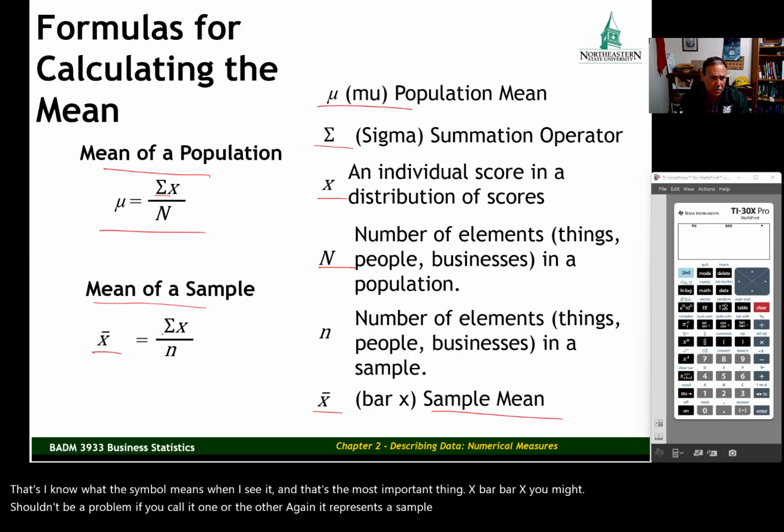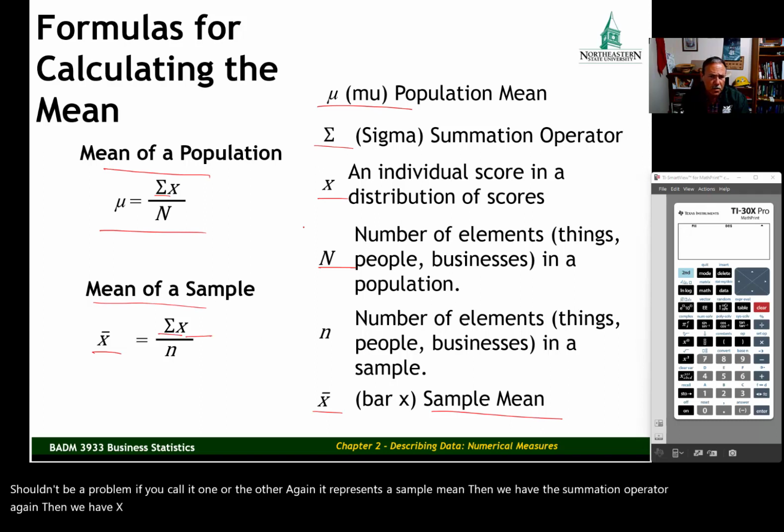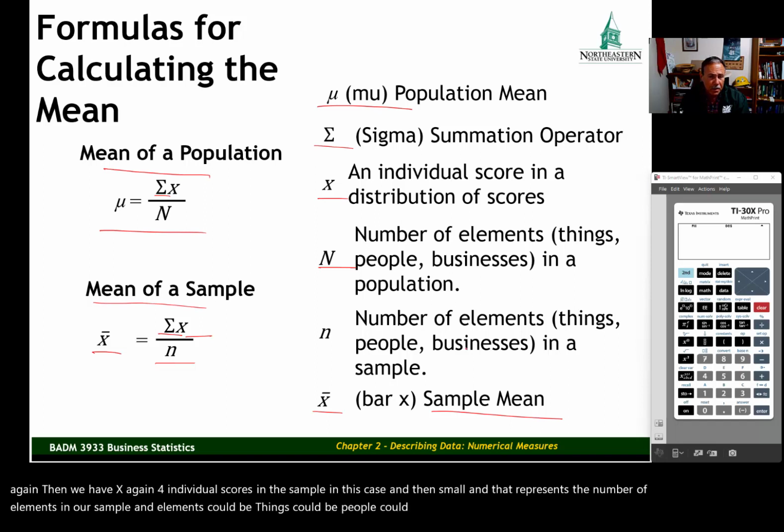Then we have the summation operator again. Then we have X again for individual scores in the sample in this case. And then small n, that represents the number of elements in our sample. And elements could be things, could be people, could be businesses, depending on what we're focusing on in our research.